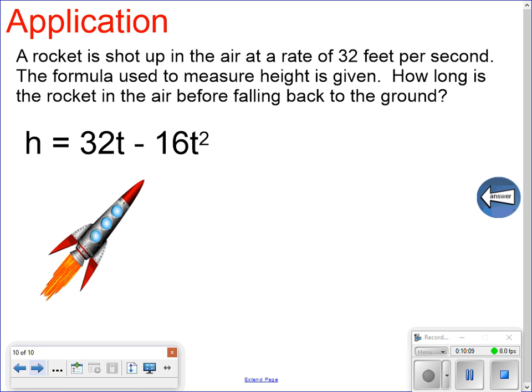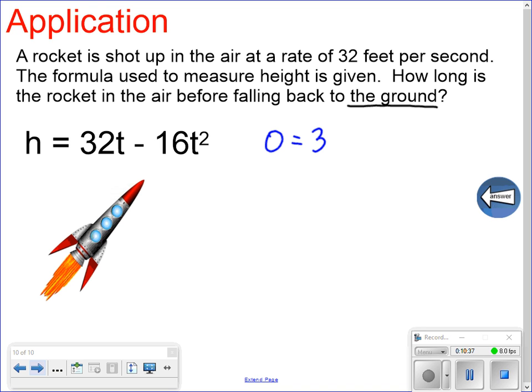When we're looking at real-world applications, such as for polynomials, a lot of them have to do with vertical motion. So we have a rocket. The rocket is shot up in the air at 32 feet per second. The formula used to measure the height is given. How long is the rocket in the air before falling back to the ground? We know that h stands for the height and t stands for time. We're looking at the height when it's at the ground. So the height at the ground would be 0. So we're going to make h 0.